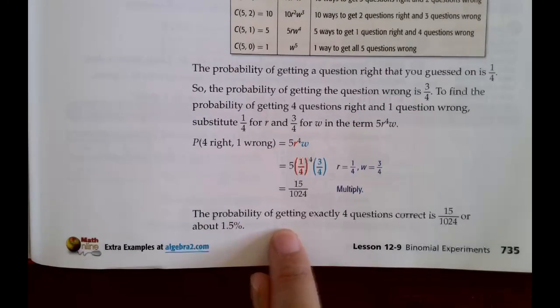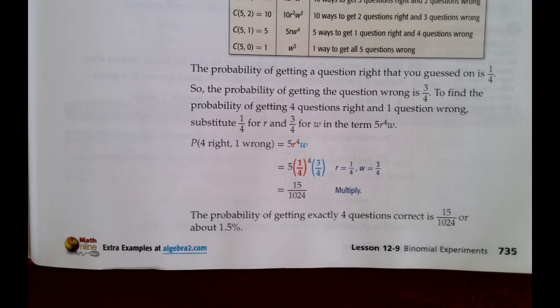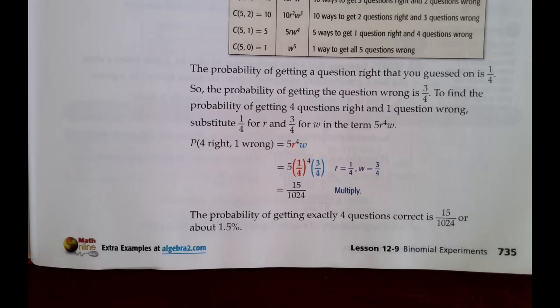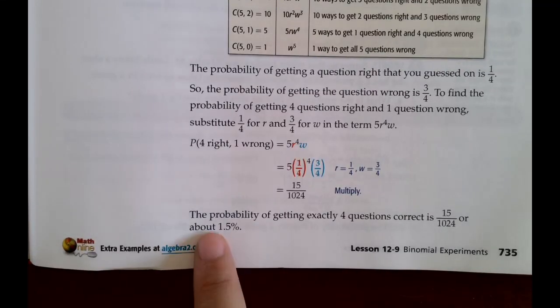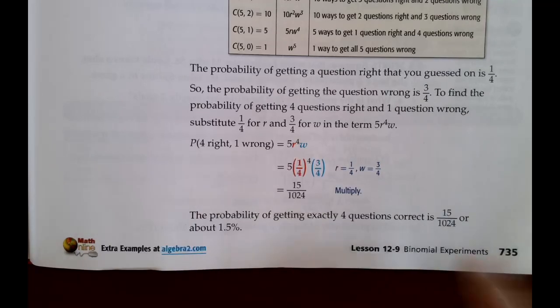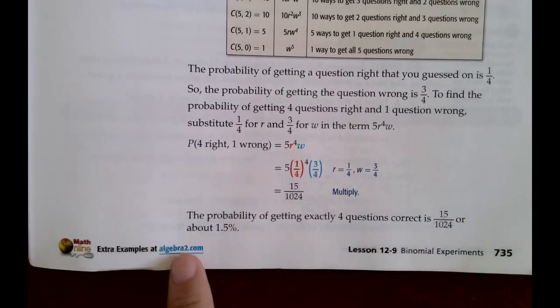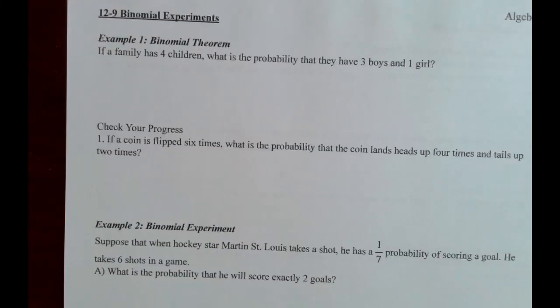So the probability of getting exactly 4 questions correct, provided that you're guessing. Obviously, if you actually knew the answers, the probability of you getting it right is higher, or if you think you know, etc. So this is if you're completely guessing. So the probability of getting exactly 4 questions correct, if you're completely guessing, is 15 over 1,024, or about 1.5%. Okay, so that's going to take us to example 1.